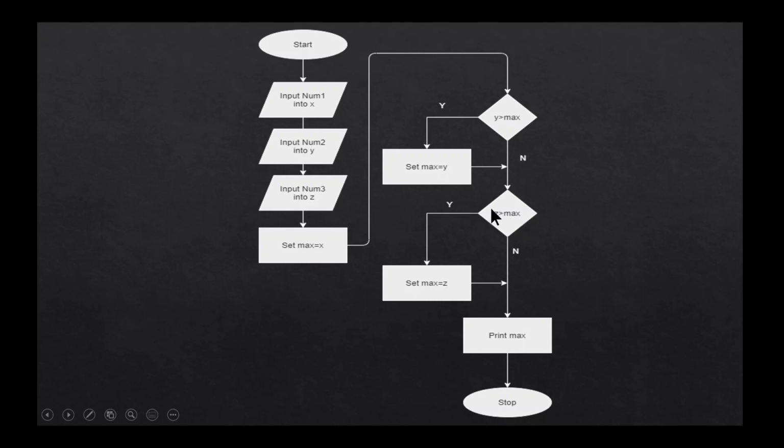In the next condition check, we check the last variable, which is z in this case, to see if it is greater than max. If it is greater than max, then amongst these three, z is the largest number. So we set z to max. And if it is not, then we don't do anything else and just print max.